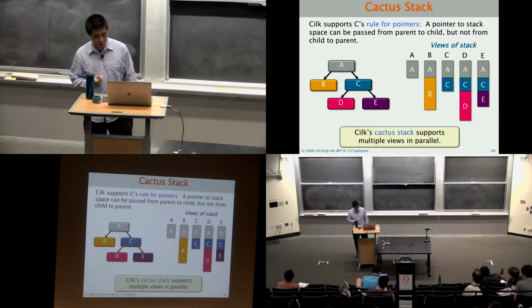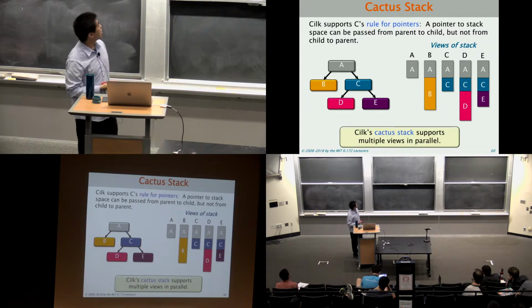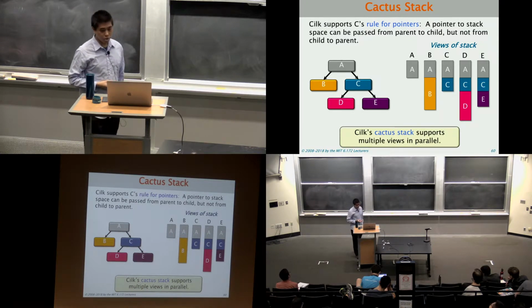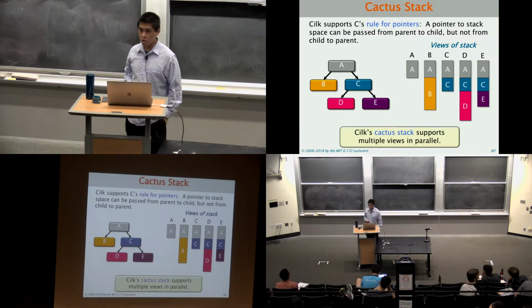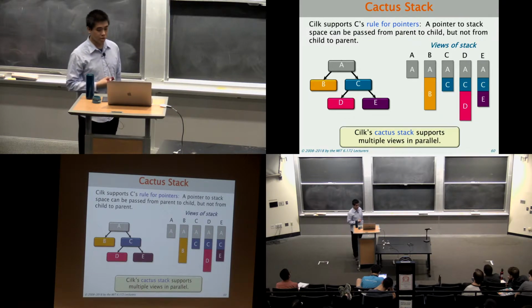We call this a cactus stack because it sort of looks like a cactus if you draw this upside down. And Silk's cactus stack supports multiple views of the stacks in parallel, and this is what makes the parallel calls to functions work in C.